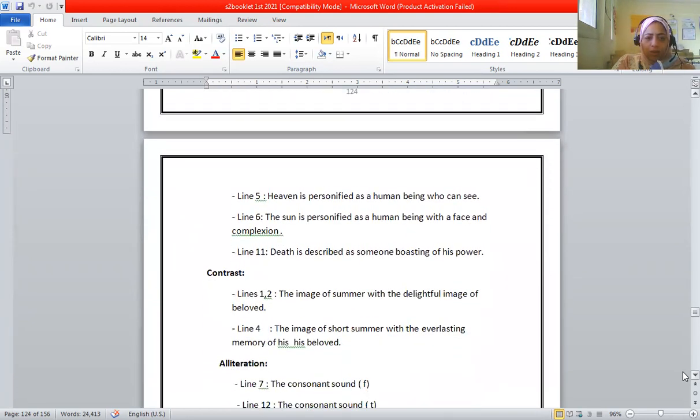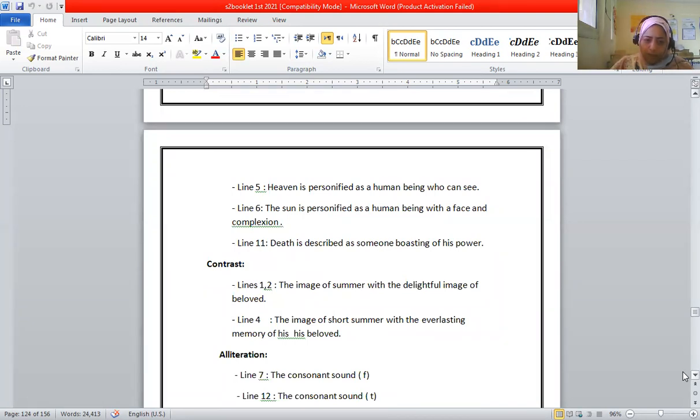We also have personification. Sometimes the sun's eye of heaven shines. The heaven is personified as a human being, as if it has an eye. "And often is his gold complexion dimmed." The sun is spoken of again as a person with a complexion. So the sun is considered as having a face and a complexion.